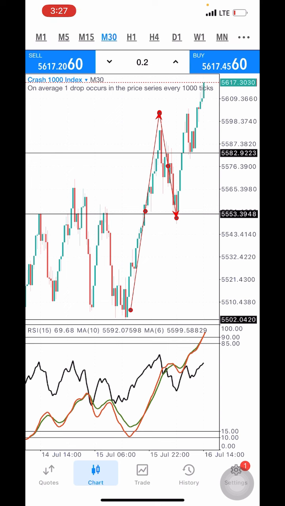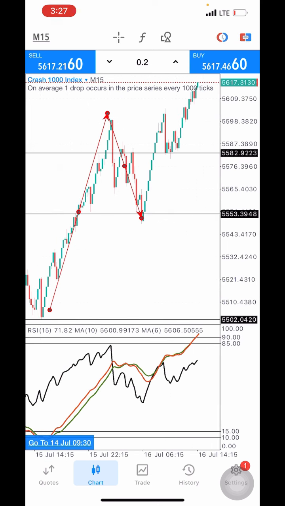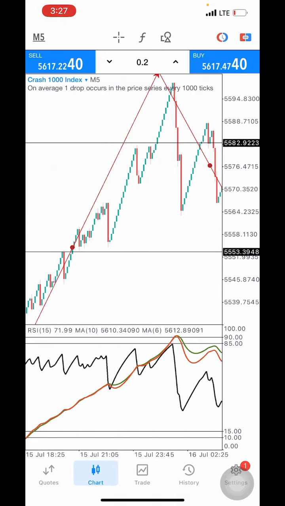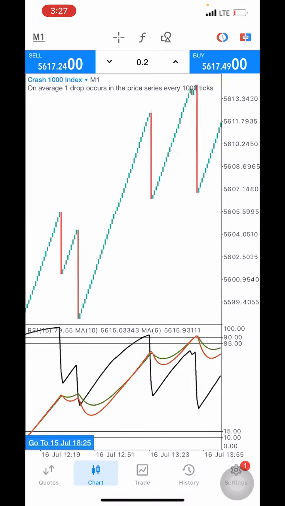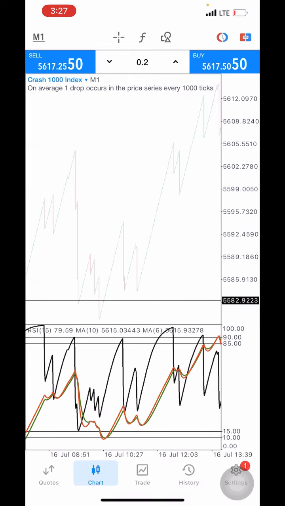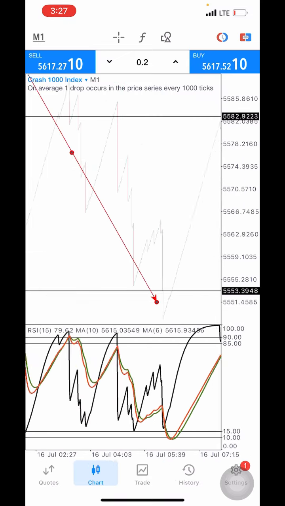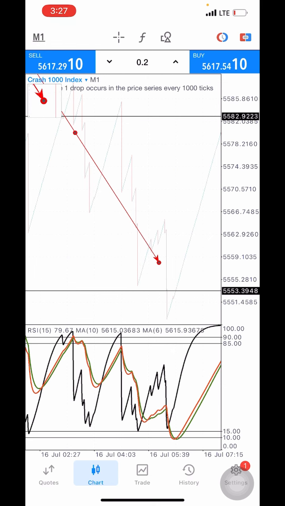Then you move down. If you move down to even the 5 minutes time frame, you see that we had some strong bullish move right there. So on the 1 minute time frame, you're looking back to that zone where the market reversed from before, which is here. We have this arrow, right?